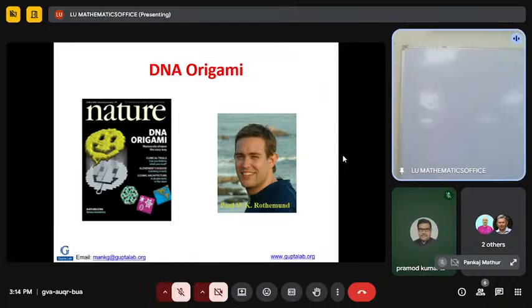This is by Paul Rothemund, who was one of the collaborators with Winfree. They have created these maps of the world and these smiley faces. So actually, you are getting control of DNA in designing whatever you want at 2D level. Later on, it was expanded to 3D level. So 3D origami is also created.